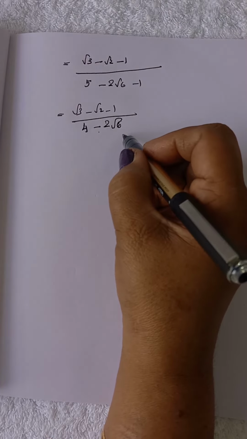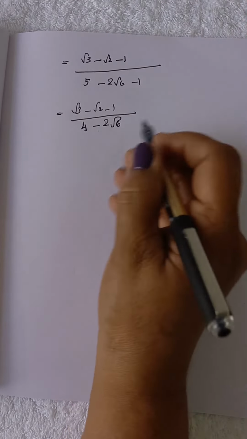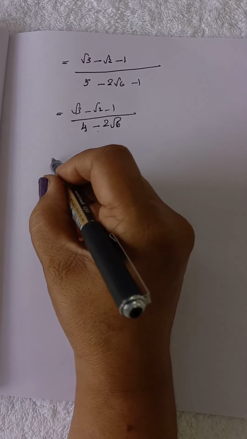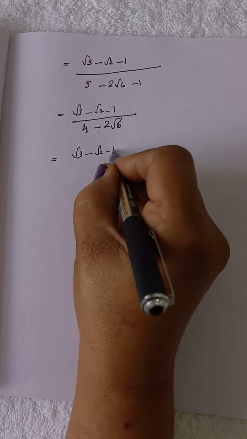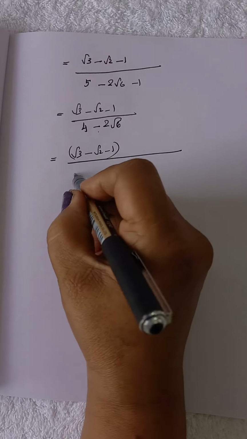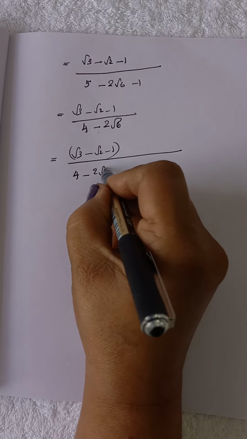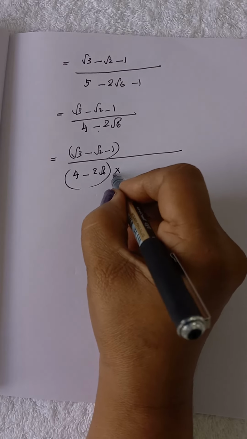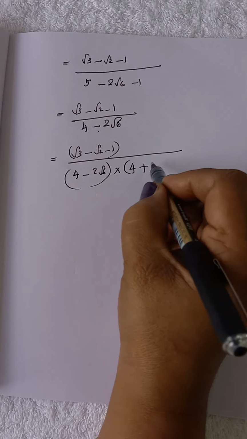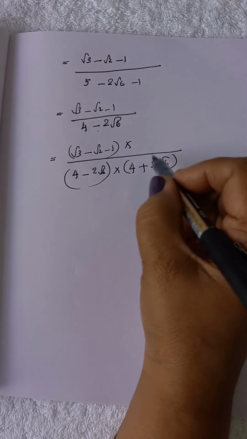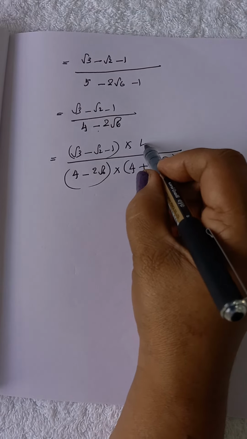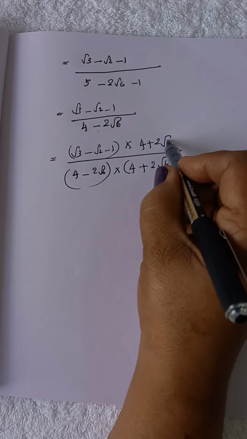Yet there is root in the denominator. So we can rationalize this once more. So that is equal to root 3 minus root 2 minus 1 divided by 4 minus 2 root 6. What is its conjugate? 4 plus 2 root 6. We can multiply that in the numerator also. So 4 plus 2 root 6.